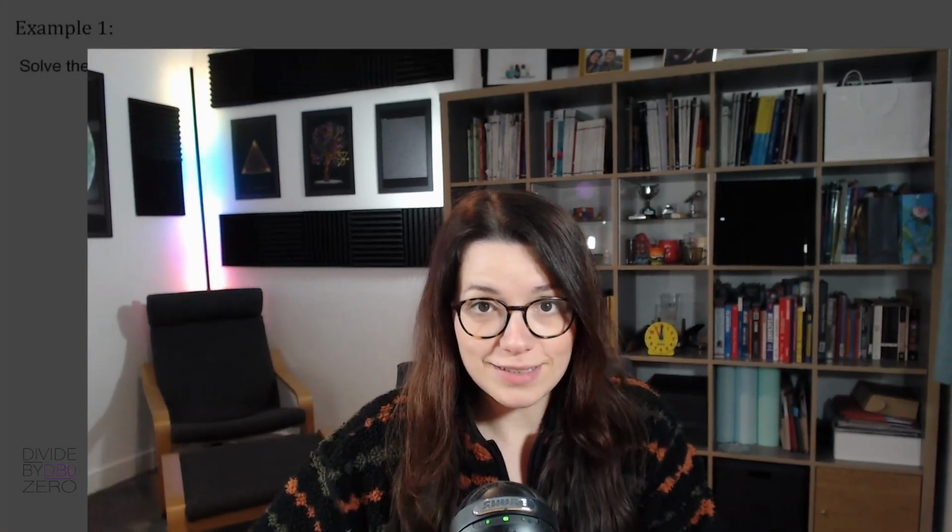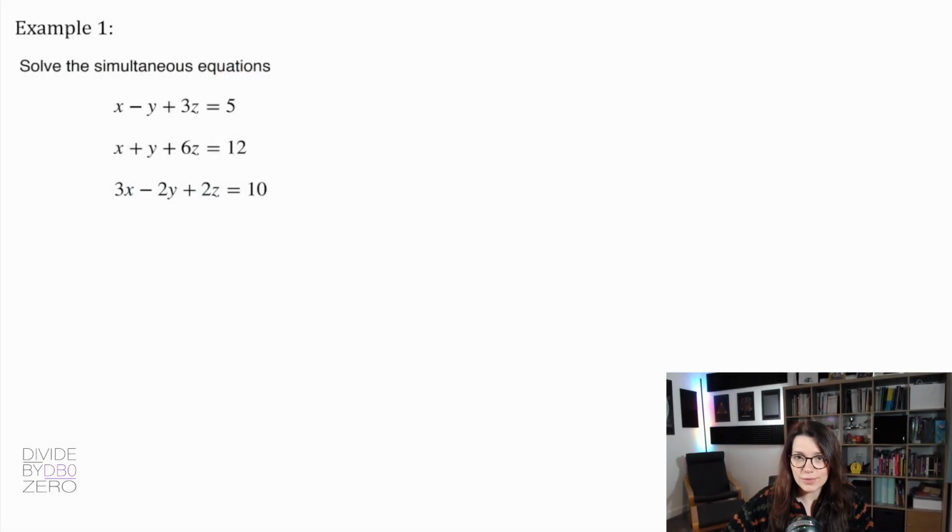Look at solving simultaneous equations with three unknowns, x, y, and z. There are different ways to do this, but I'll show you my preferred methods. Example 1. Now, if you have a set of simultaneous equations where it's easy to rearrange one of them for x, y, or z, then I'd recommend you do that first.